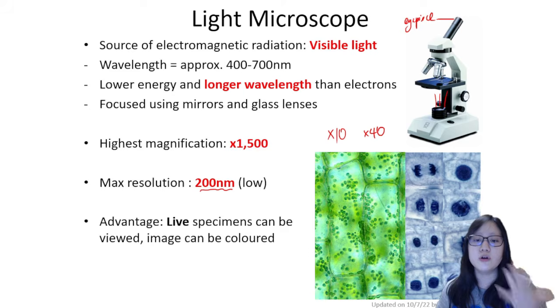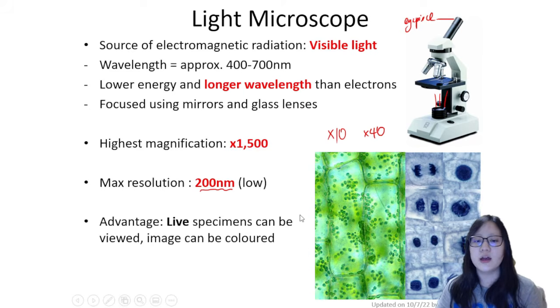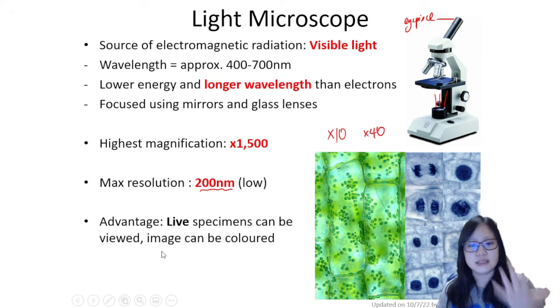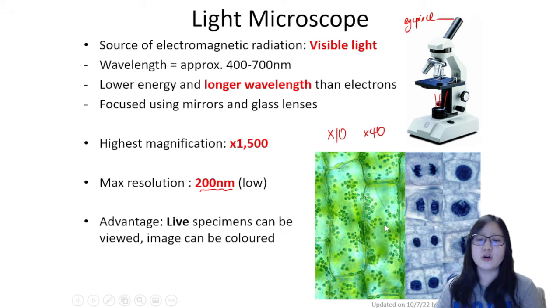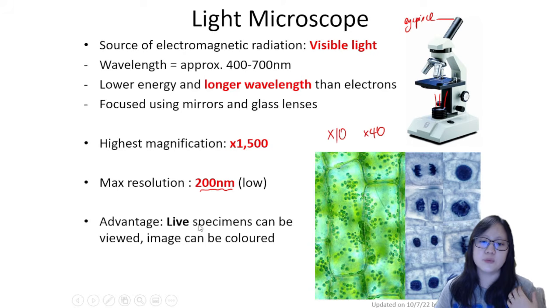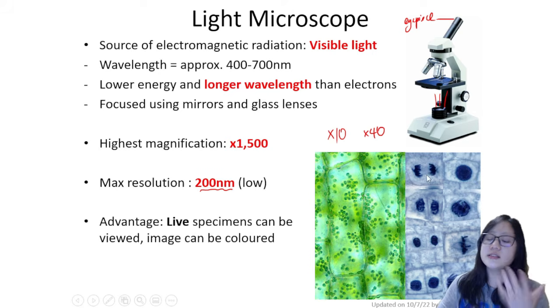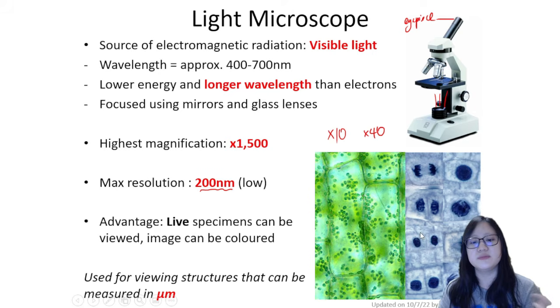Okay, you can put live cells under a microscope and you'll be able to see them. And if you stain the cells a certain color, the image can be seen as colored. Or if the chloroplasts are green, you are able to visualize green chloroplasts and green cells under the microscope. And if it's a live specimen, you can even observe the cell dividing under the microscope. Definitely possible.